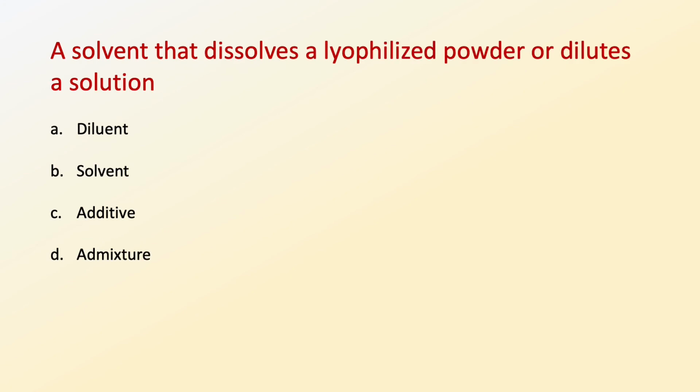A solvent that dissolves a lyophilized powder or dilutes a solution is known as what? Options are A, diluent, option B, solvent, option C, additive, option D, admixture. So the correct option is option A, which is diluent. It is a solvent that dissolves a lyophilized powder or dilutes a solution.